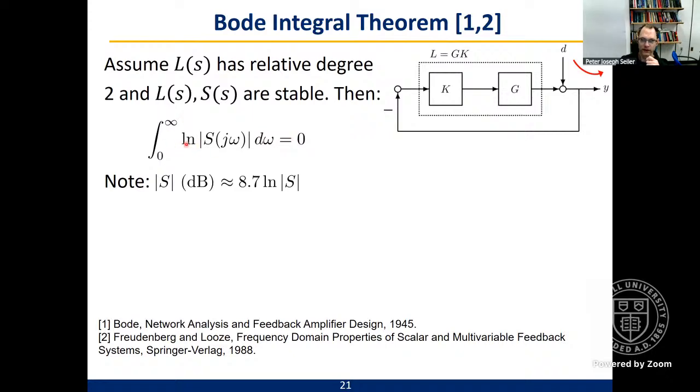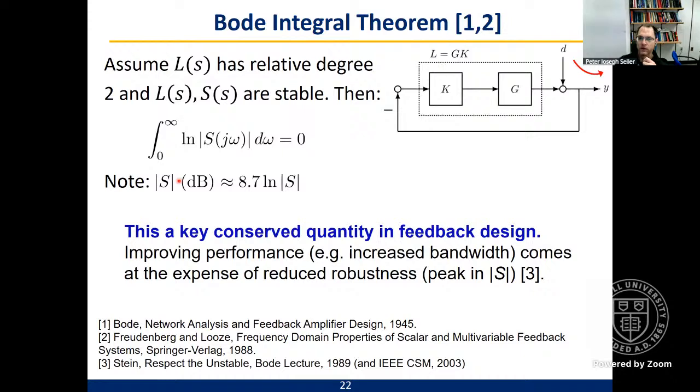Now I'm using the natural log here. It turns out the natural log is just a scaling constant from sensitivity in units of dB. So this is what I would say is the key conserved quantity in feedback design, and it's really the fundamental restriction with using linear time invariant control. If you use linear time invariant control, you're going to improve performance at some frequencies, but it's going to come at the expense of degrading the performance at other frequencies.